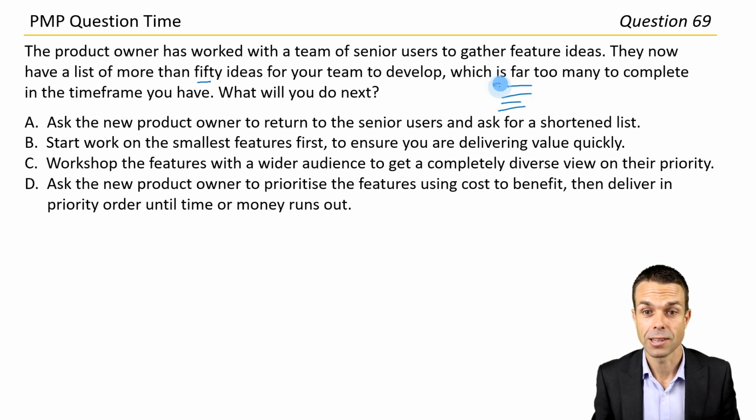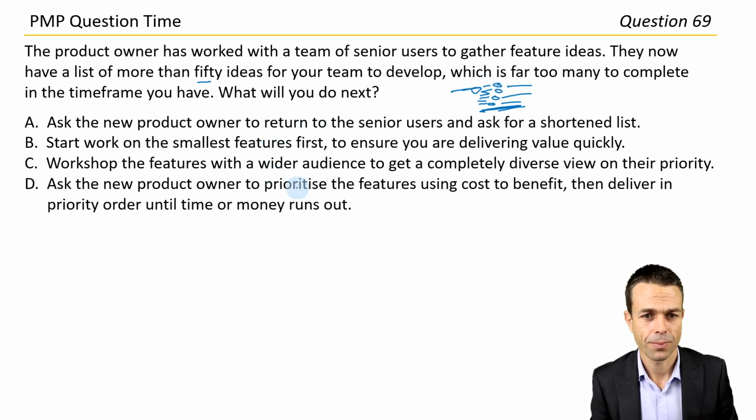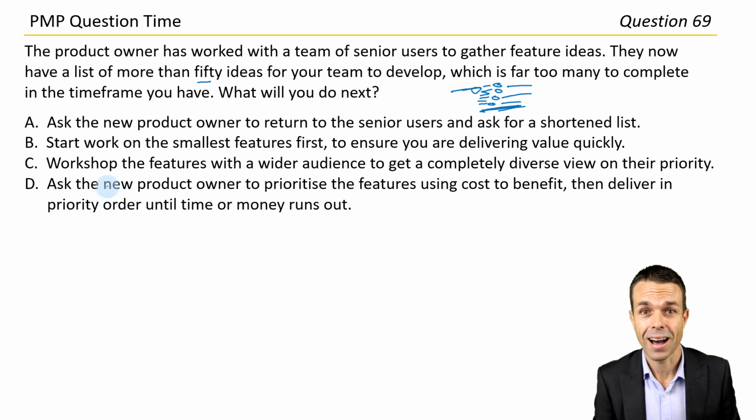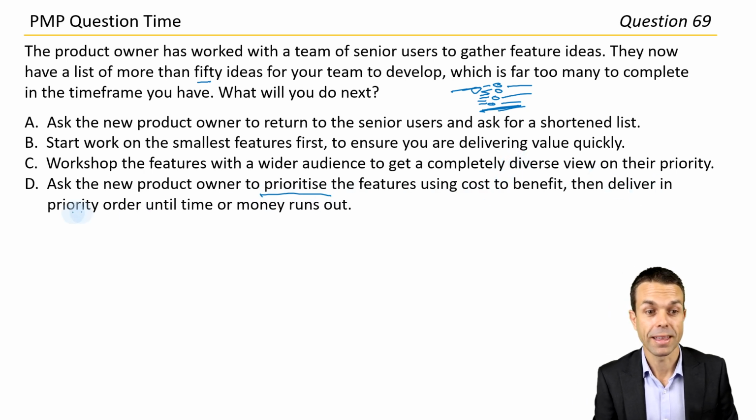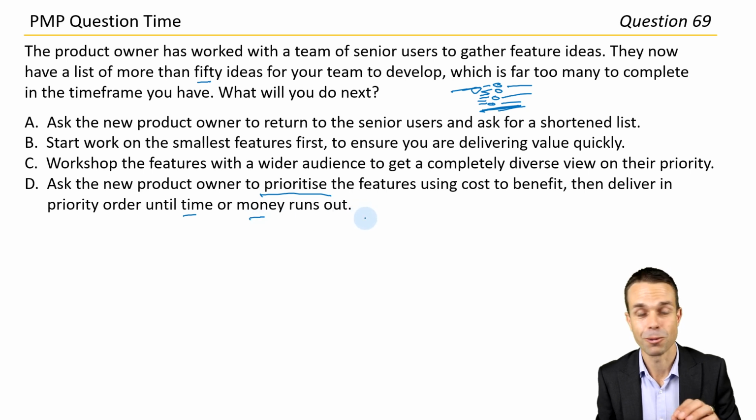So what are those things? Let's do them first, and over time we'll be delivering the lower value items as well if we get there, but first the highest value items. So let's see if we've got that here, and I can see it already. Ask the new product owner to prioritize the features using cost to benefit. That's one way to do it, so pretty good. And then deliver in their priority order until all the money runs out. That's definitely the way that we're going to go.